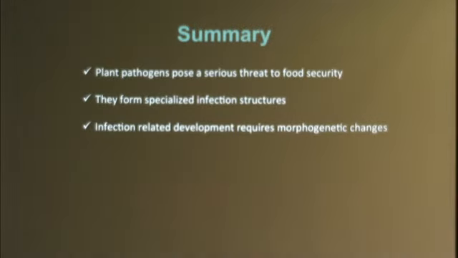As I said, I'm quite an outsider to your field, but I hope you are convinced that plant pathogens are a serious threat to our food security, so they are important beasts to work with. They form specialized infection cells, and these infection cells form through changes in their polarity. These polarity changes can be modeled using different mathematical modeling techniques. And this infection-related development and these morphogenetic changes are critical for infection. If we can understand these changes, we could help plants win this battle and help reduce yield losses due to pathogens.